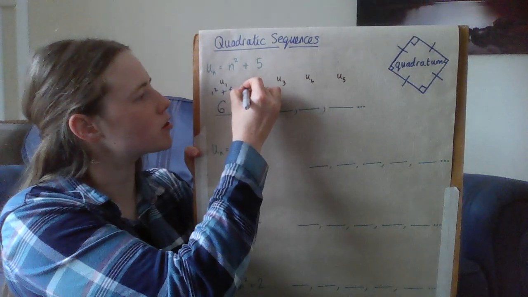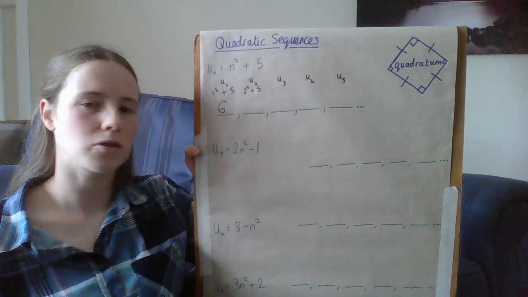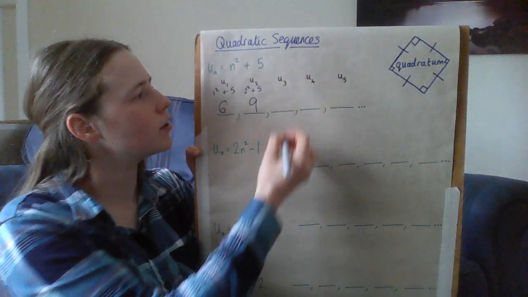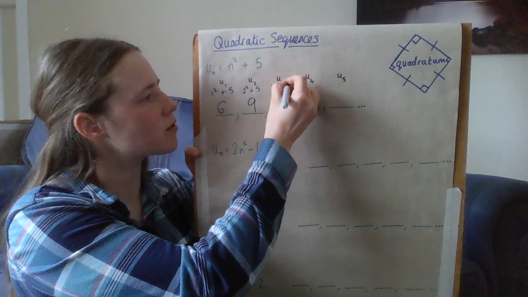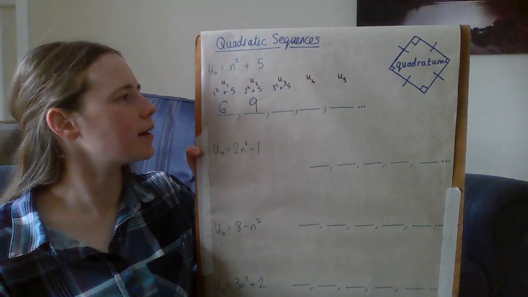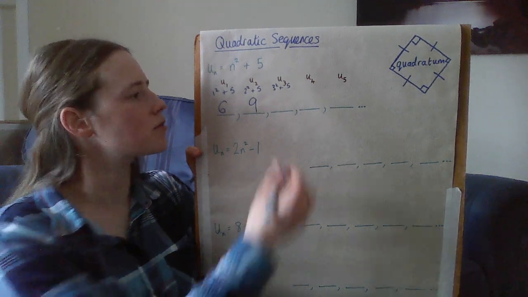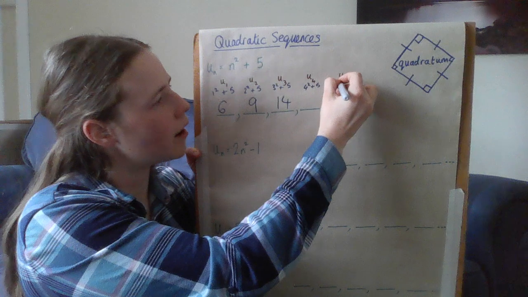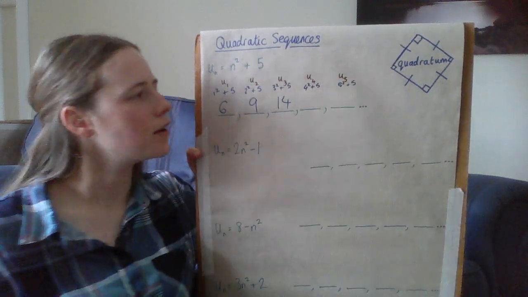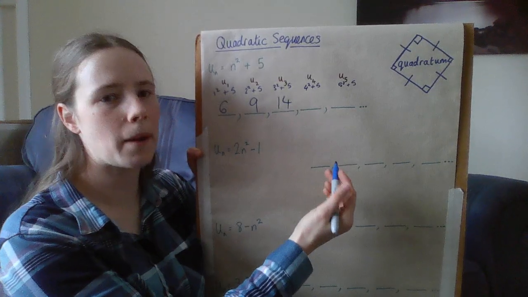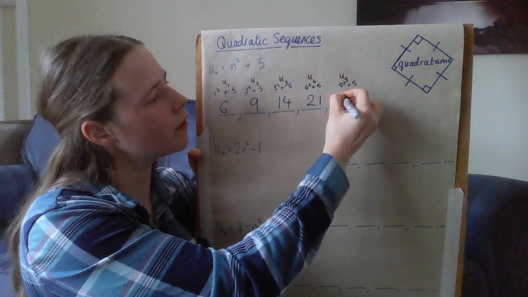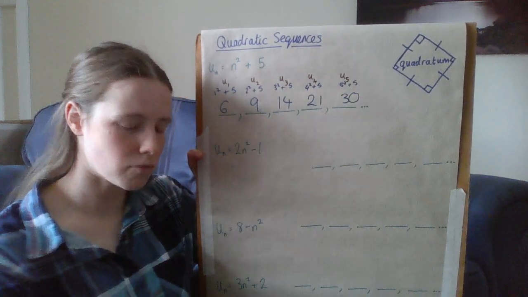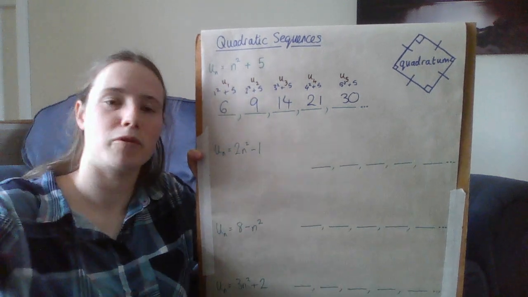For u2, I'm doing 2 squared plus 5. So 2 squared, 2 times 2 is 4, plus 5 is 9. u3, 3 squared plus 5. 3 squared is 9, 3 times 3, plus 5 is 14. Then I'm doing 4 squared plus 5, and 5 squared plus 5. So my answers for those ones will come out 21 and 30.